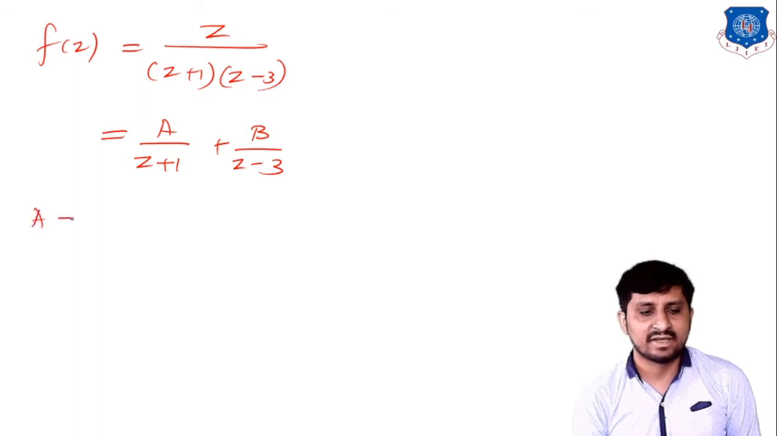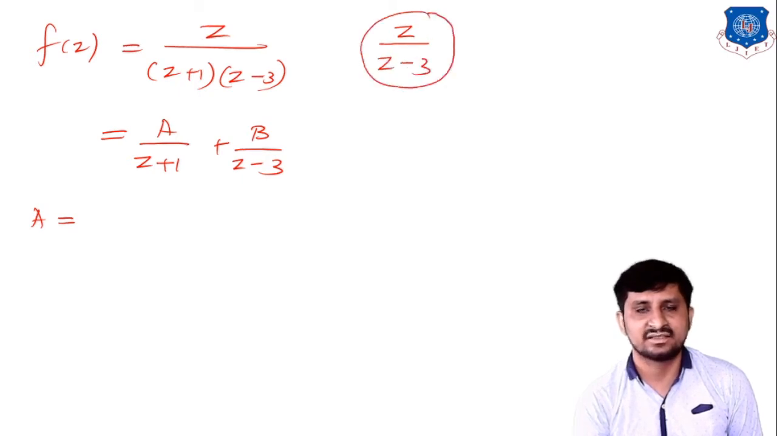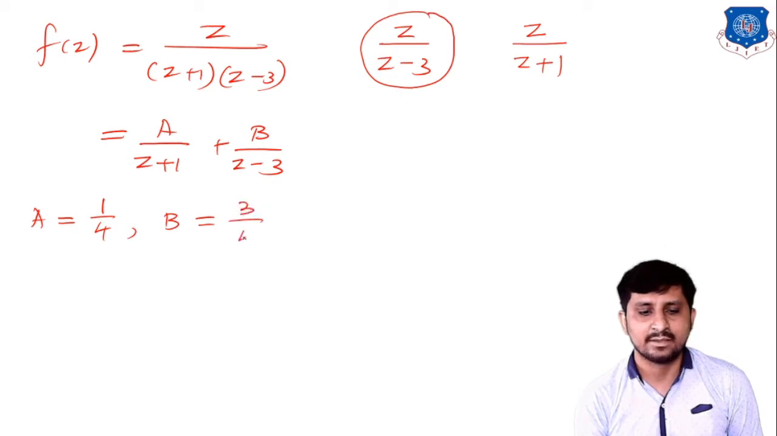What is the value of a? To find the value of a, we have to take z is equal to minus 1 in this term, z upon z minus 3. So you will get minus 1 upon minus 1 minus 3, so 1 by 4. Okay, and to find out the value of b, we have to take z is equal to 3 in this term, z upon z plus 1. So when you take z is equal to 3, you will get 3 upon 3 plus 1. So b is equal to 3 by 4.